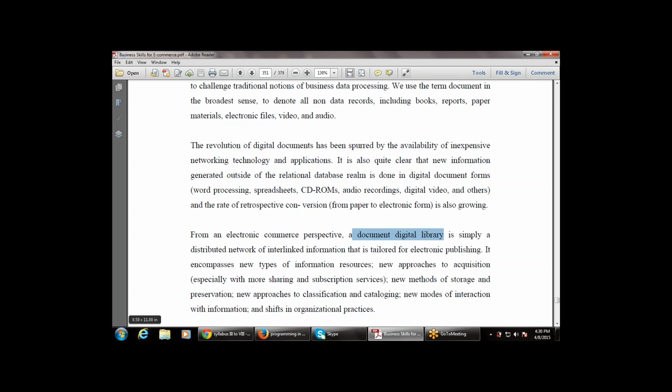From an electronic commerce perspective, a document digital library is simply a distributed network of interlinked components that is tailored for electronic publishing. So from the e-commerce point of view, a digital document library is a distributed network of interlinked information, meaning common information that is linked together and used for electronic publishing.